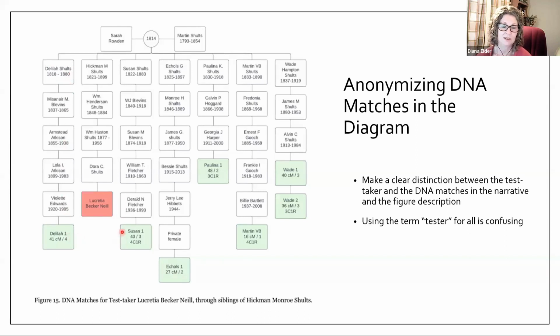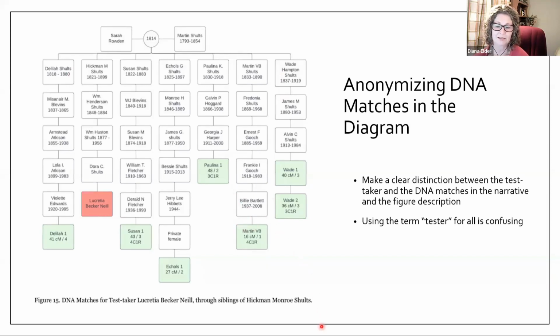And then Susan becomes Susan 1. And if I were to expand this chart and say I had 3 more good matches that came down through Delilah's line, they could be Delilah 1, 2, and 3. And so you can do something like that. I really like this because it reminds me of the descent, the line of descent, who the child is that they are coming through. So this is one of my favorite ways to do that.